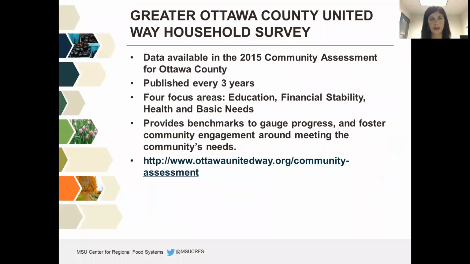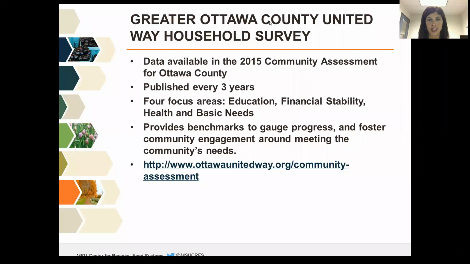Another example of some of the secondary data we've used is through the Greater Ottawa County United Way. They do a household survey that comes out of their community assessment that's published every 3 years. So the most recent data we have is from 2015. Luckily for us, they focus on 4 areas that are education, financial stability, health, and basic needs. And the nice thing about this is we have benchmarks that allow us to gauge progress and to really look at how well our community is engaging around meeting the specific needs of the Ottawa County community.